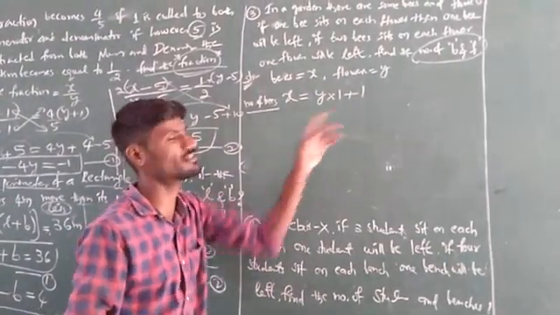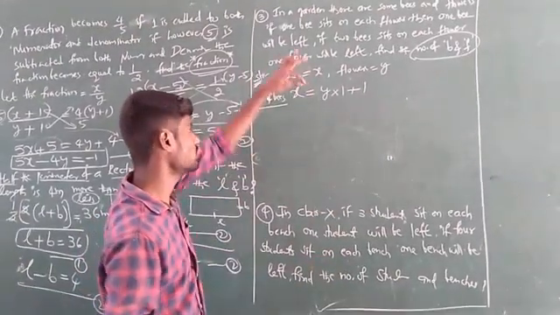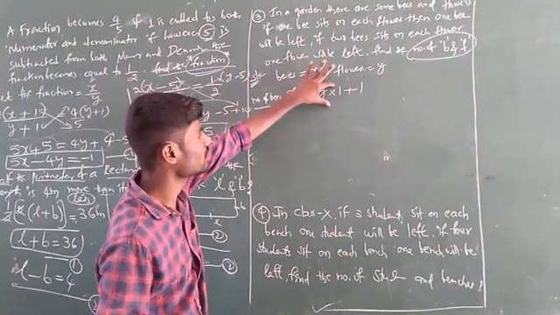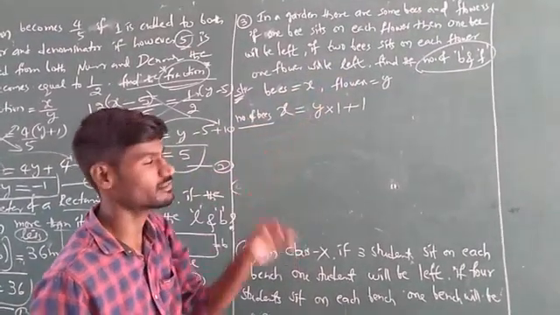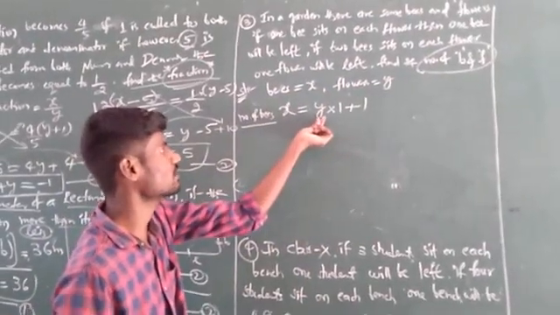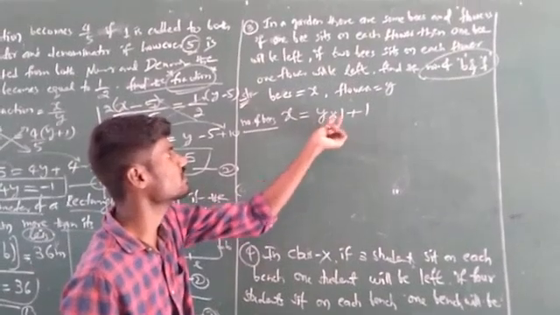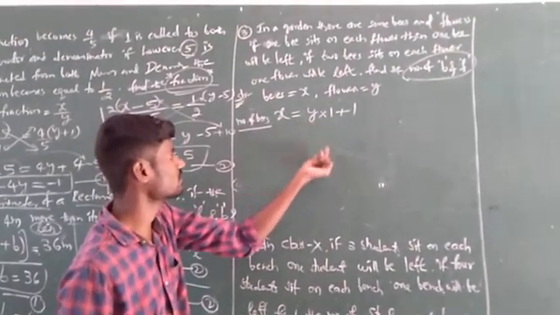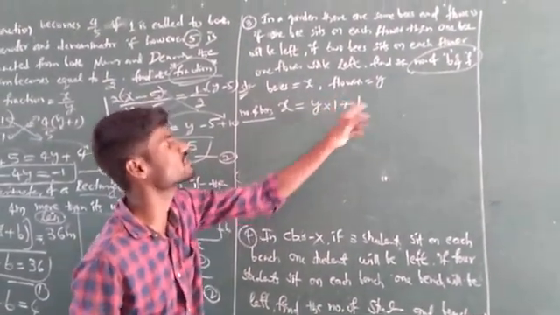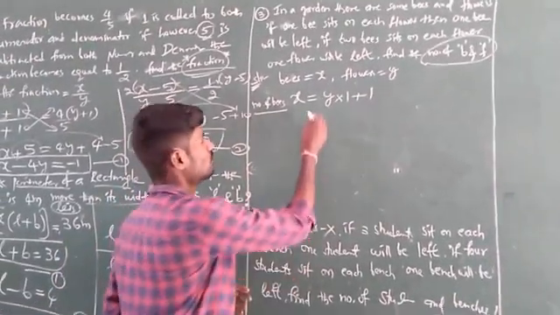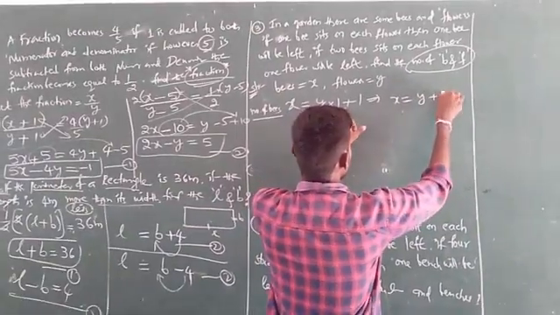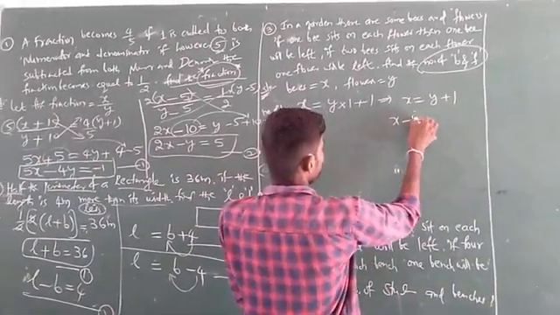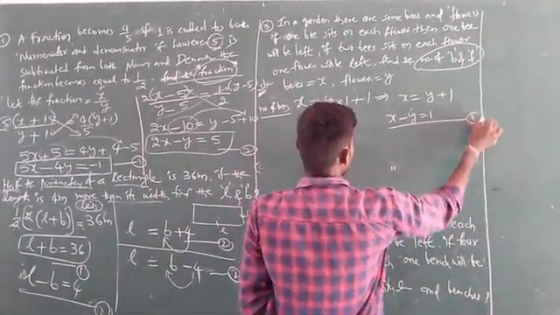Not bees and flowers. Are you following? So bees x. Here also bees: on each flower one bee, which means we are calculating bees. Okay, suppose 3 flowers are there, one bee each means 3 into 1, 3 bees. Bees x equals 3 bees, and one more bee is left, that's why we have taken plus 1. Now it becomes x equals y into 1 plus 1. If we rearrange it, x minus y equals 1, the first equation.